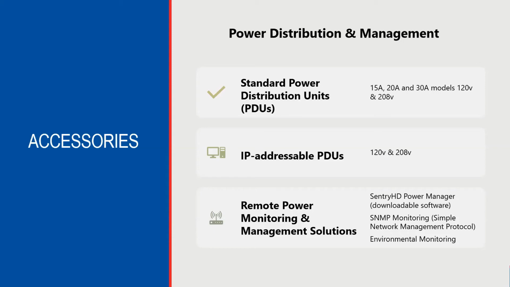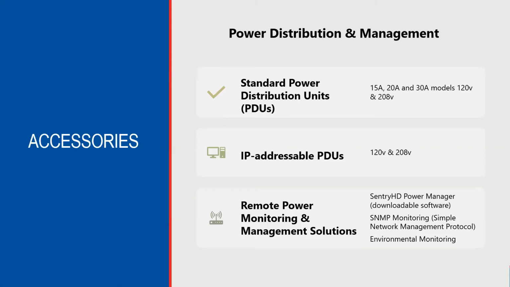In addition to the IP addressable PDUs, remote power monitoring and management solutions are available through other various methods. Starting from the standard free downloadable software that is available for all UPSs with the exception of one select standby unit, which is our 350 VA unit. This software can be downloaded from our website for free and can be accessed through a USB connection, so you can monitor and manage your UPS and the connected devices to the UPS.